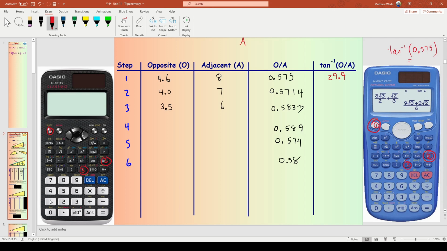Let's just check. Shift 10, 0.5714, close bracket, equals. I got 29.7. Okay? And you'll finish that for all of them. So shift 10, 0.5833, that's the last one I actually measured. 30.3 I got.